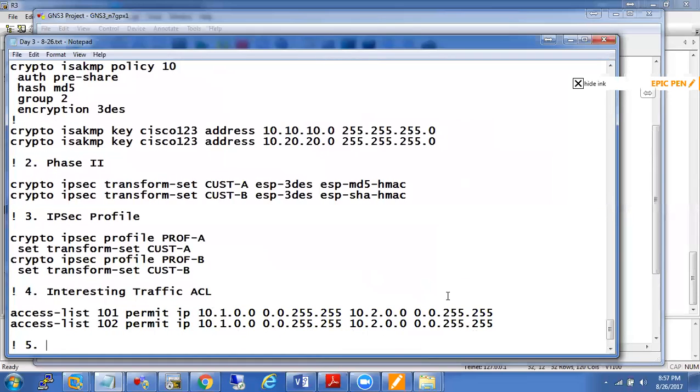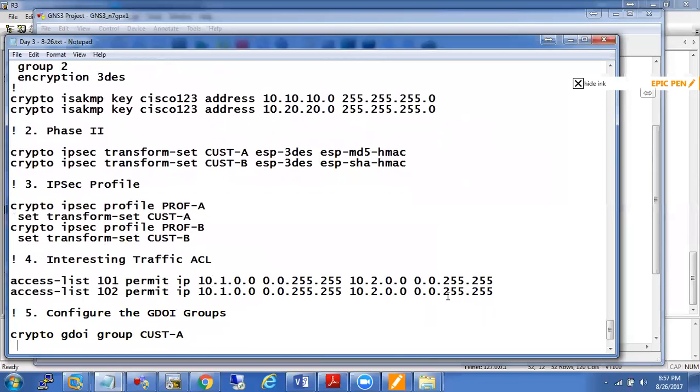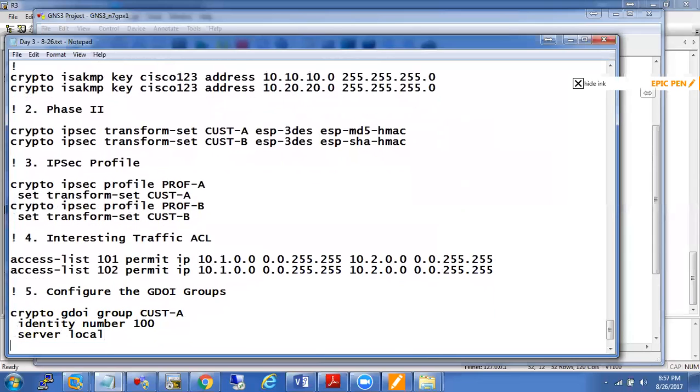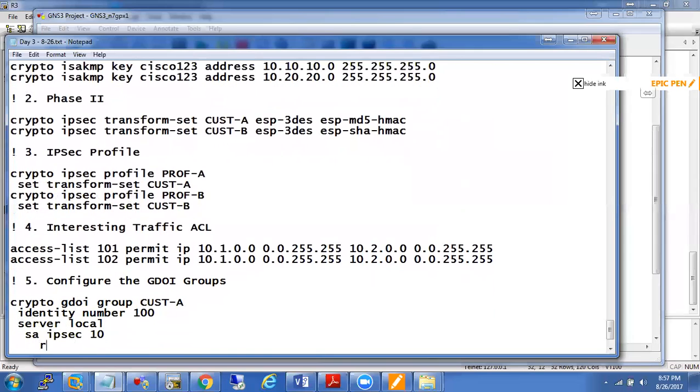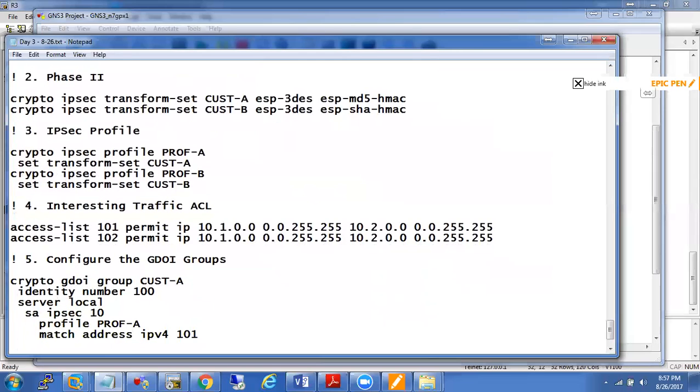And then the last one is to configure the GDOI groups. Now I'm going to have 2 groups over here. Crypto GDOI group, let's call it group A, just a name. Identity number is 100. Server local, SA IPsec 10. Profile I want to use is prop A. Match address IPv4 is 101. Address is the same for both of them.